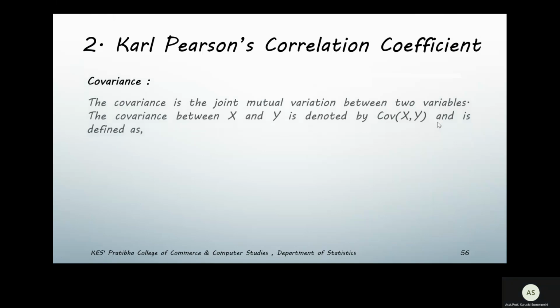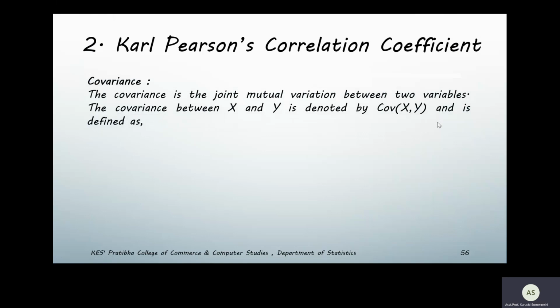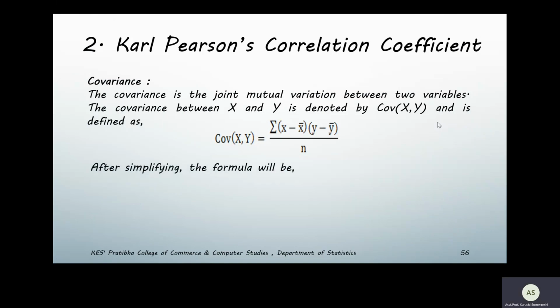So what is covariance? The covariance is the joint mutual variation between two variables. The covariance between x and y is denoted by COV of xy, which is read as covariance of xy, and is defined as covariance of xy equals summation of (x minus x bar) into (y minus y bar) upon n. After simplifying, the formula will be covariance of xy equals summation xy upon n minus x bar into y bar. So this is how we calculate the covariance, which is nothing but the joint mutual variation between two variables.